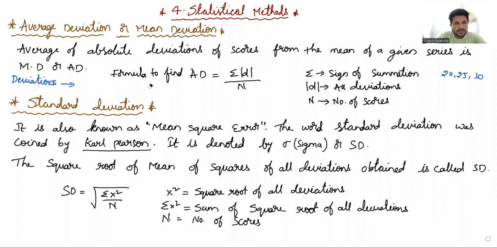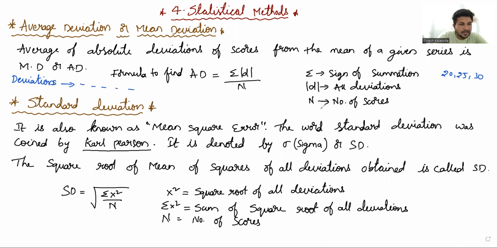After you find these deviations, what you have to do is sum them. As you know, this symbol of sigma is known as the sign of summation. So summation of all d is equal to all deviations. N is nothing but the number of scores. After you get all the deviations, you need to substitute here. AD is equal to all deviations by n. For example, five scores are there, so n is equal to 5, the number of scores, right? So like that, you'll get average deviation or mean deviation.